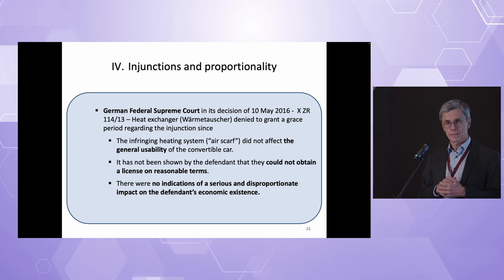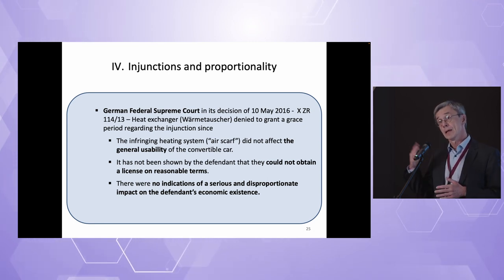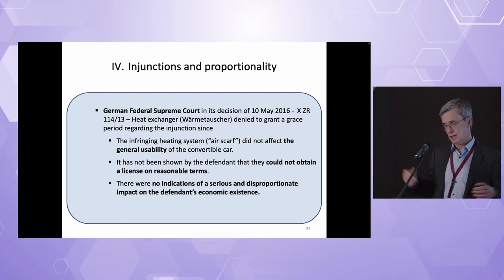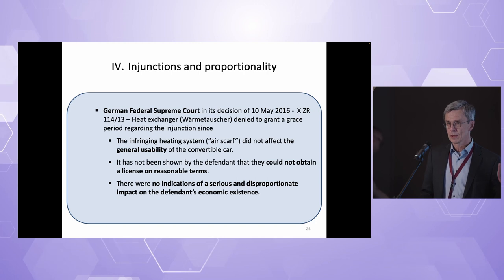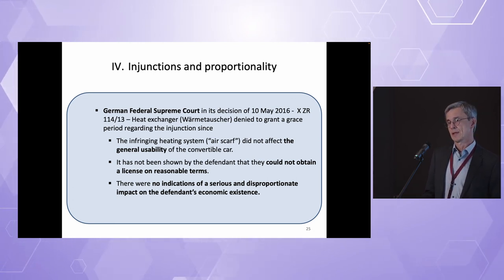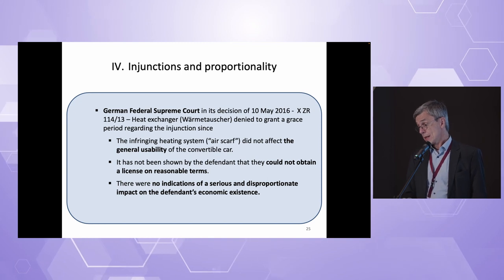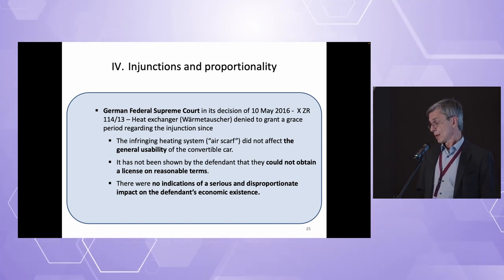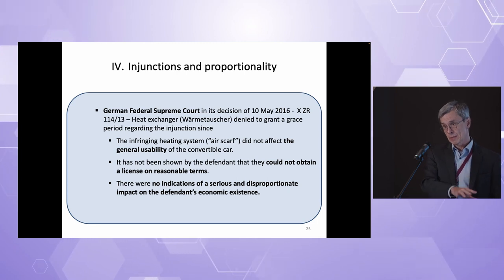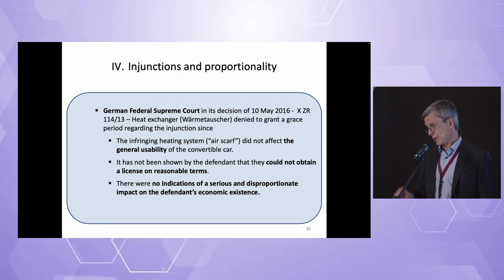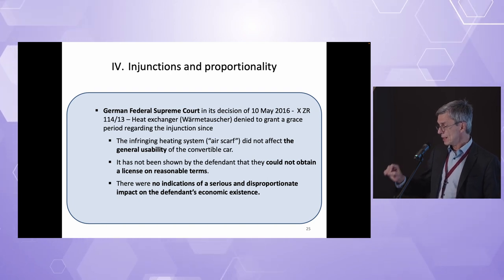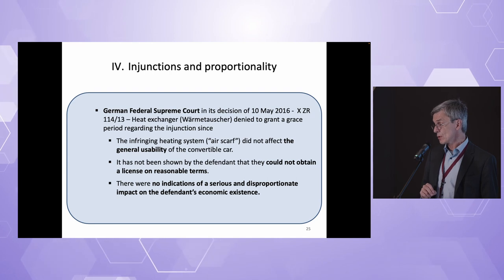And the Federal Supreme Court found, yes, there is patent infringement, but the case was such that the patent would have expired 8 months after the decision. So the car maker wanted to persuade the court that it is disproportionate to issue the injunction only for the remaining 8 months of the lifetime of that patent. And so the court did a test, applying what I, in general, explained to you with the general hardship and the extra hardship that comes on top that only justifies the disproportionality defense. And here they checked three elements. They first said the infringing heating system, so the air scarf, did not affect the general usability of the convertible car.